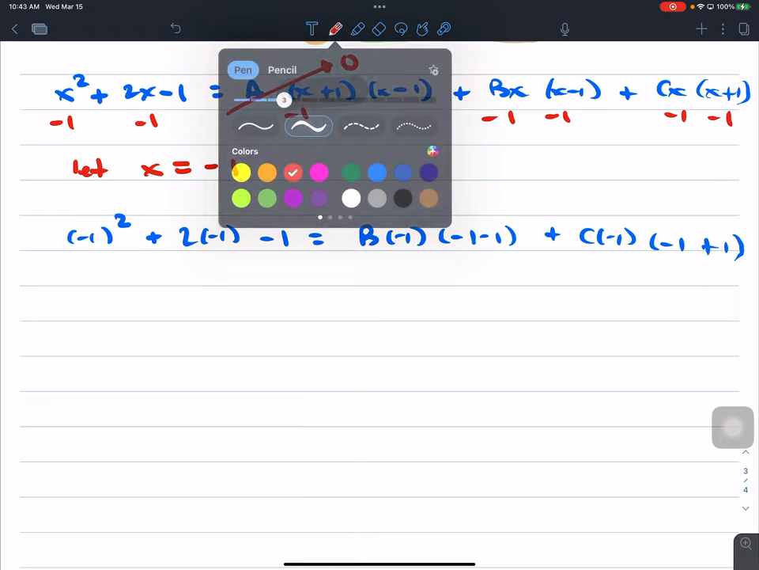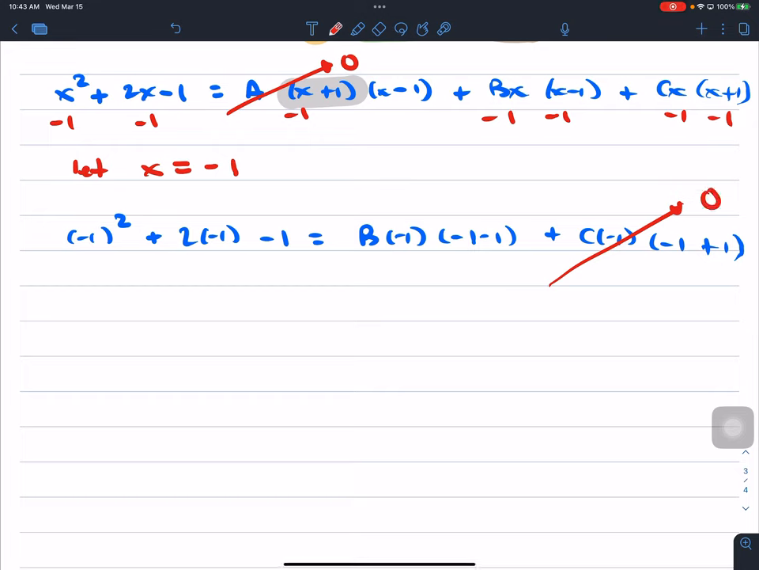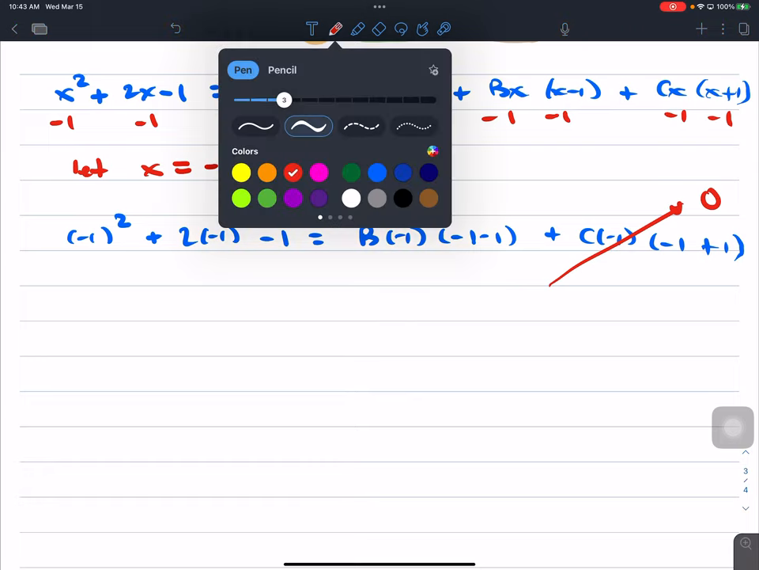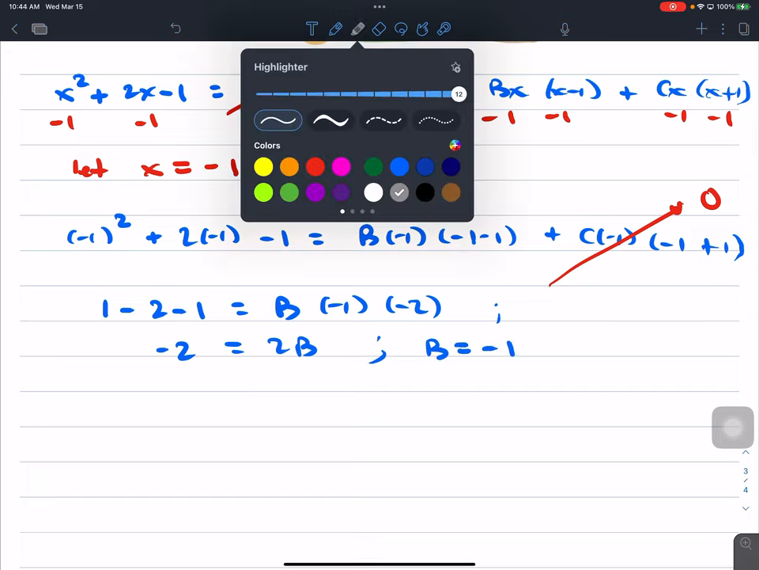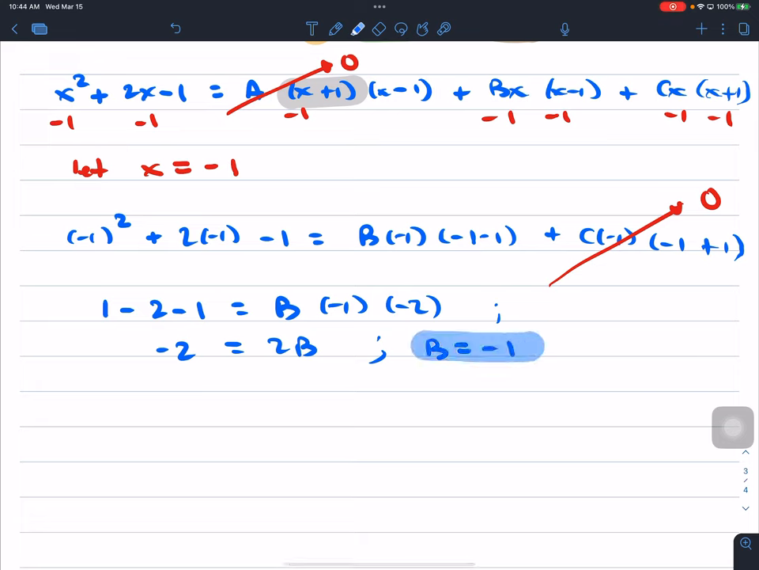You know what's so nice? Even that term became 0. Well, that's even nicer. So on the left, I get 1 minus 2 minus 1 is b times negative 1 times negative 2. And that's saying negative 2 is actually 2b, or it means b is negative 1. Okay, you guys okay with that? So this is the process.